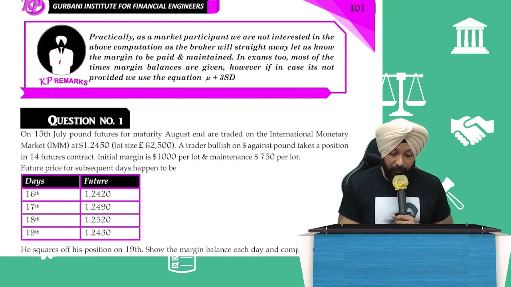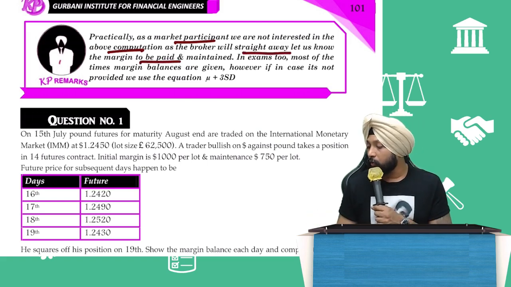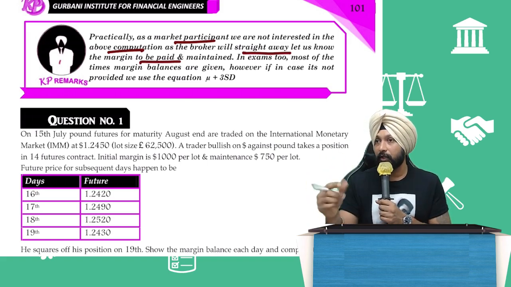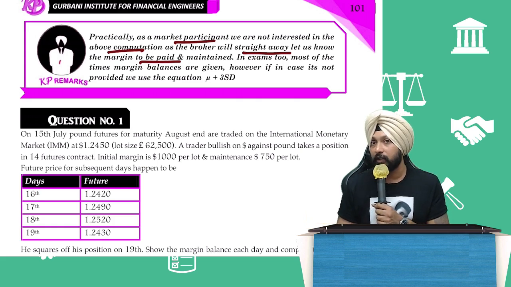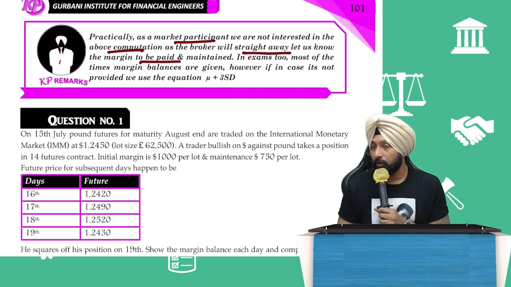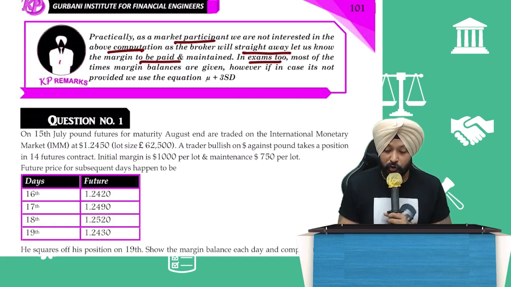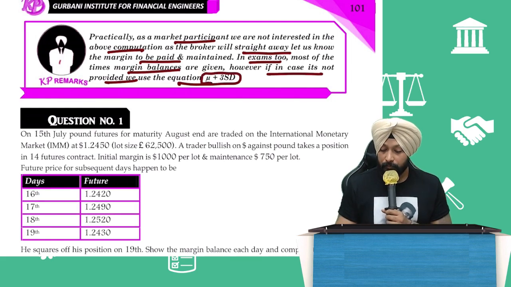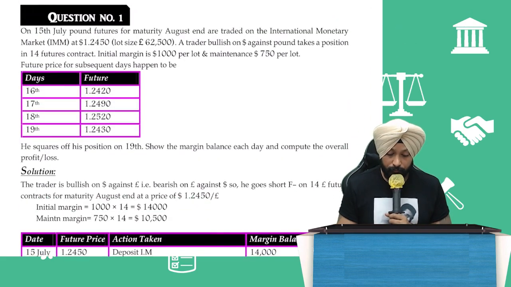I have written this also practically as a market participant. We are not interested in the above computation, as the broker will straight away let us know the margin to be paid. All this is now becoming system oriented. You open your demat account, you try to put a trade over there, it will start reflecting that this margin is required. If you have sufficient margin, they will allow you to execute the trade. If margin is not there, they will cancel your contract. Understood? They will deny the contract. In exams too, most of the times margin balances are given. However, if it's not provided, then we use the equation mu plus 3 times standard deviation.